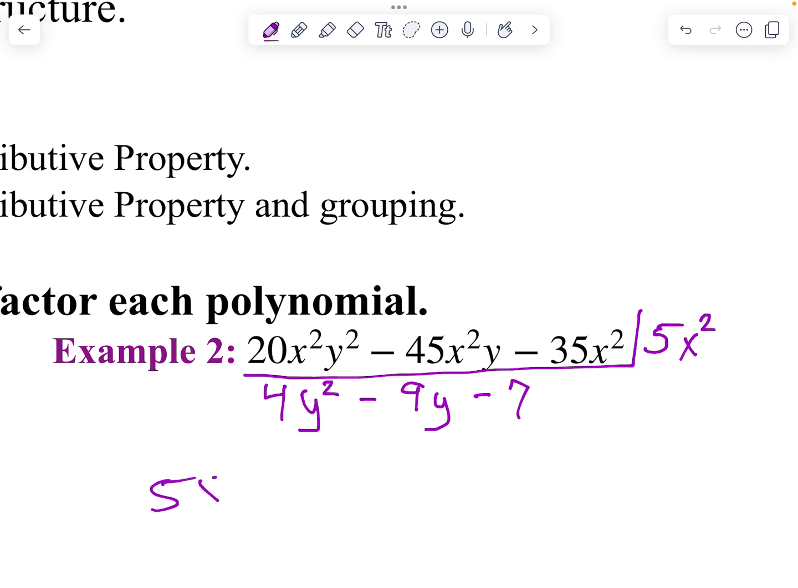5x squared on the outside. And then 4y squared minus 9y minus 7 goes inside your parentheses. If I multiply those together, I will get my original problem. So don't multiply them together because you're back to the beginning, but you can check to see if you did it right.